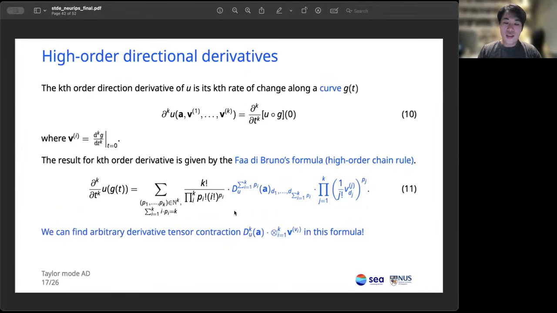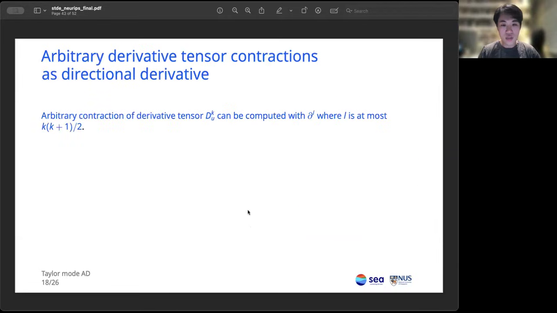But in the paper, I showed that there's a way to basically come up with formulas to express arbitrary contraction as high order directional derivatives. So this is getting a bit abstract. So let's use some concrete case to illustrate what I just described.